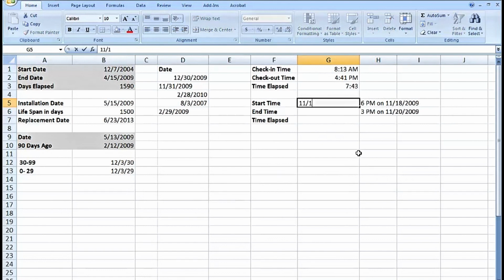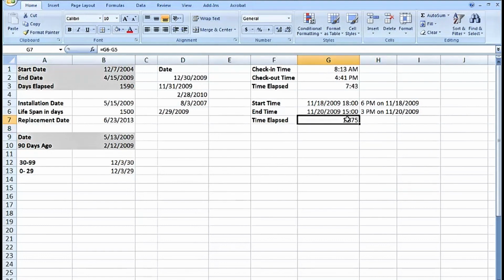11/18 is the date, /9, we could type it that way even, space in at 6 p.m. How about 6 space P? Enter. Notice that it does go in a standard kind of way, and that is a value being stored there. Same idea here. 11/20/9 space, 3 p.m., 3 space P, enter. And when we subtract the two here, equal the later time minus the earlier time, we're hoping to see 45 hours, but we get a strange number.